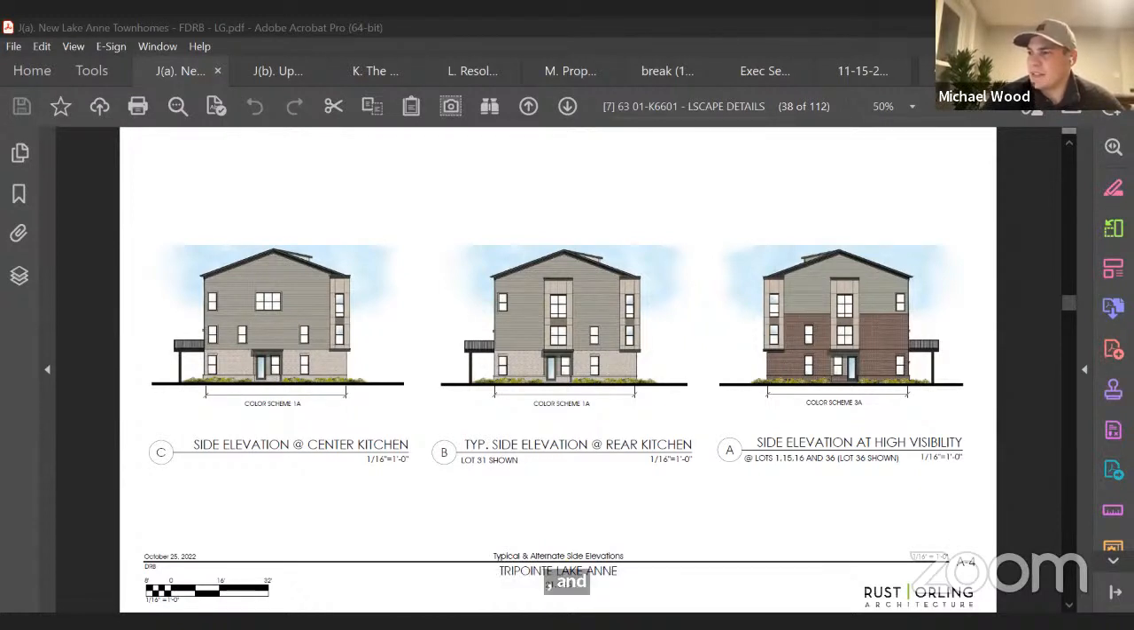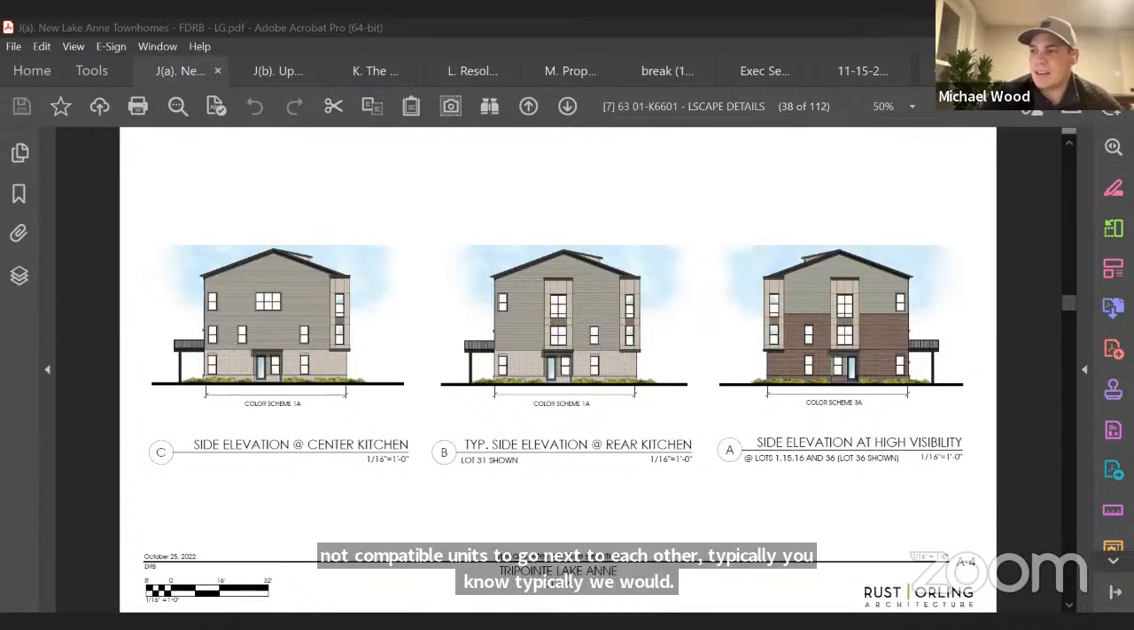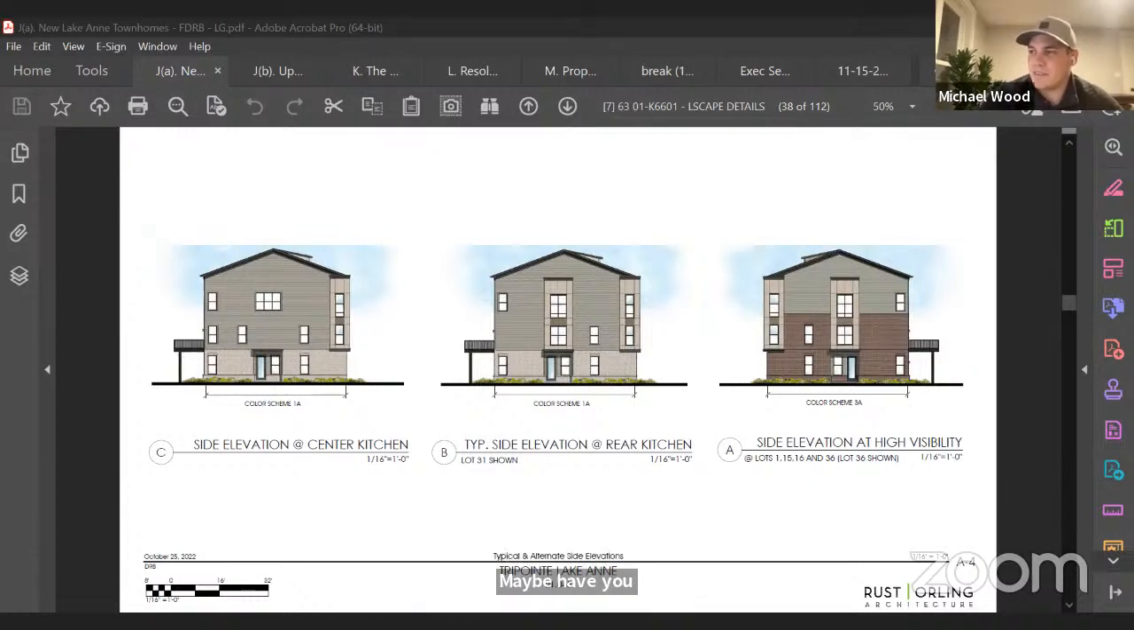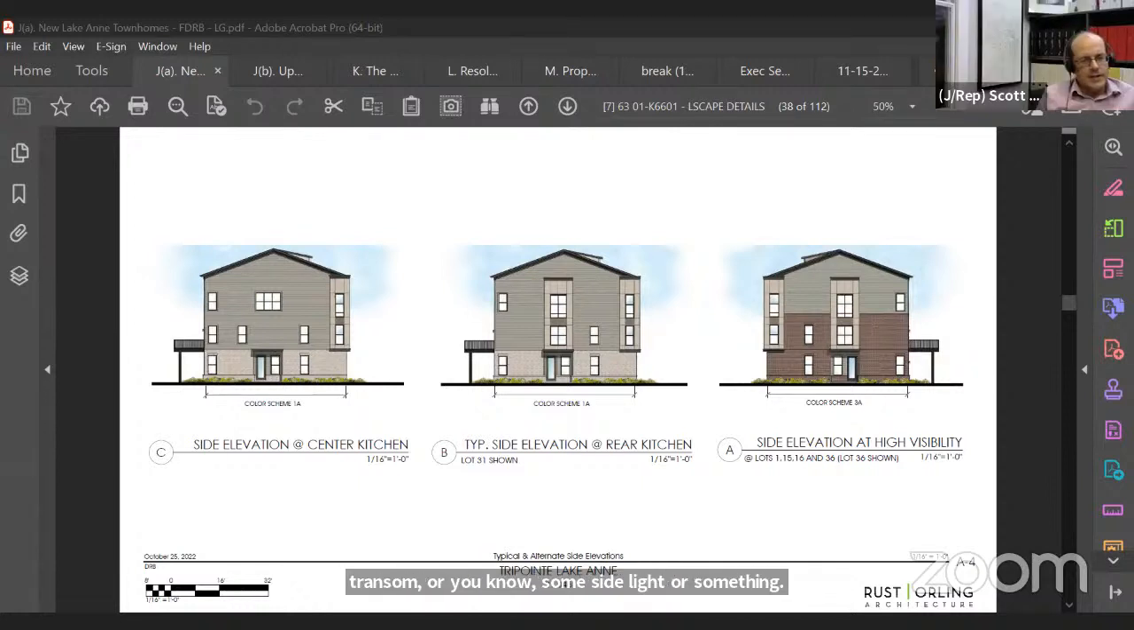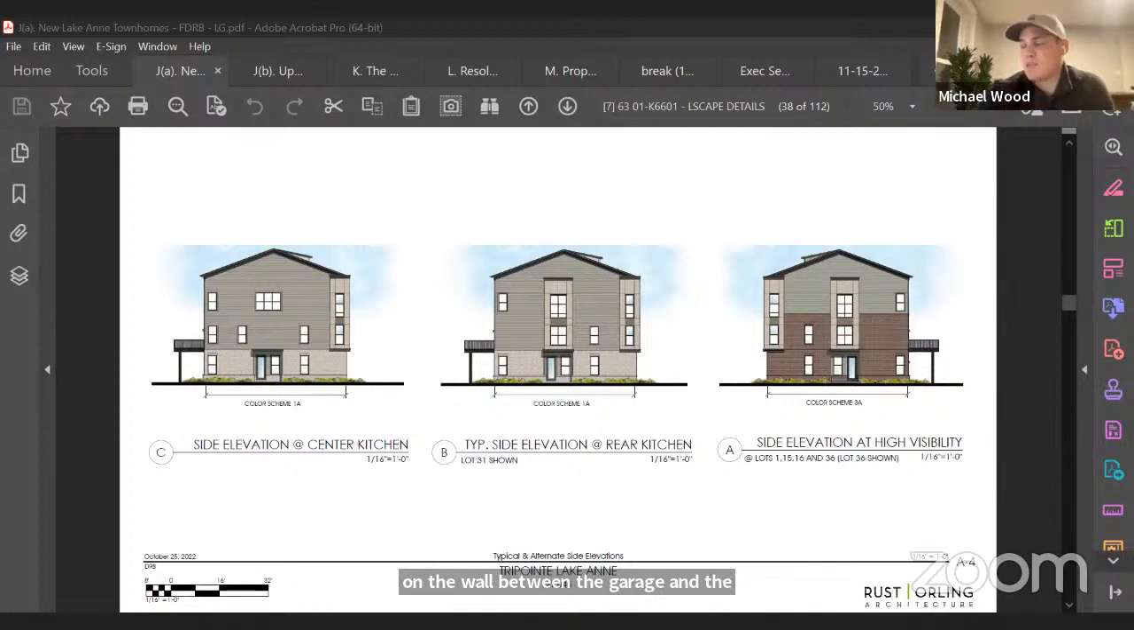What is inside the floor plan there? Because with that door with the double hung window next to it, to me, visually, they're not compatible to go next to each other. Typically we would maybe have two double doors, or there'd be a transom or a side light. There's a wall there. If you're looking at elevation B, the garage is on the right, the car pulls in, and the door itself is on the wall between the garage and the unit. Gotcha. Okay. So those two windows are in the garage.